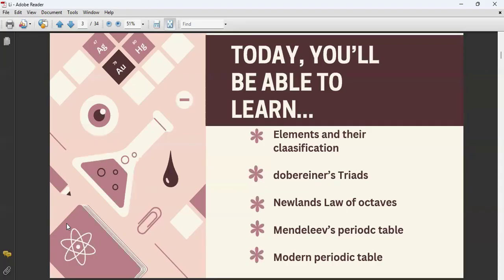Today you'll learn elements and their classification, Dobereiner triads, Newlands Law of Octaves, Mendeleev periodic table, and modern periodic table. These are very important concepts of this topic. We'll start with the basic concepts, and then move on to the advanced concepts of this chapter. Starting with the elements and their classification.